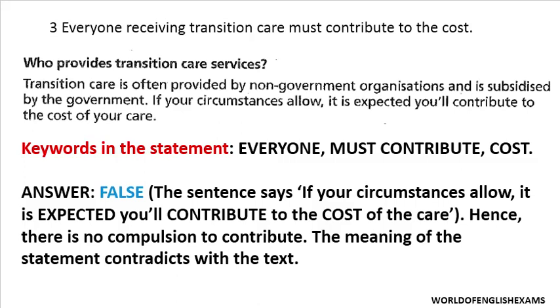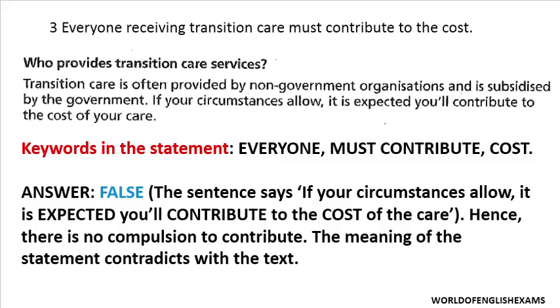If your circumstances allow. So what is the meaning of if? Conditions apply. So it means that there is no compulsion. If you can, if it is possible. So if your circumstances allow, it is expected that you will contribute to the cost. That means there is no compulsion. In fact, they are telling that only if it is possible you can, you are expected. Otherwise, anyway, they are receiving the funding from the non-government organizations and the government. So here lies the key.